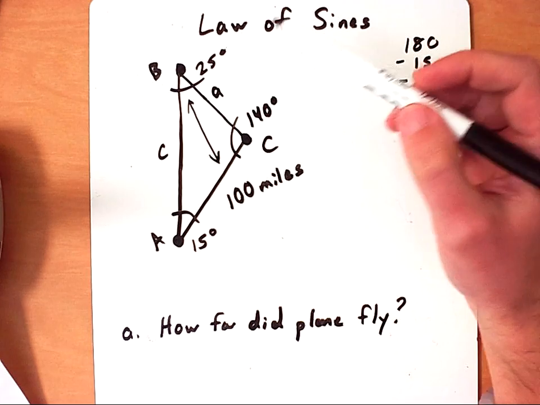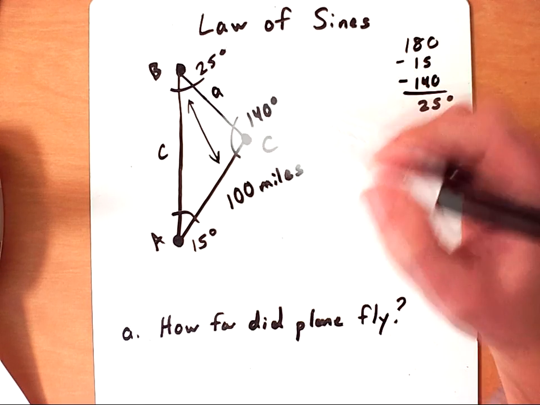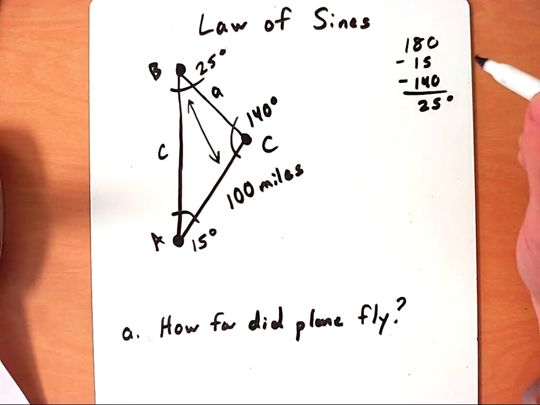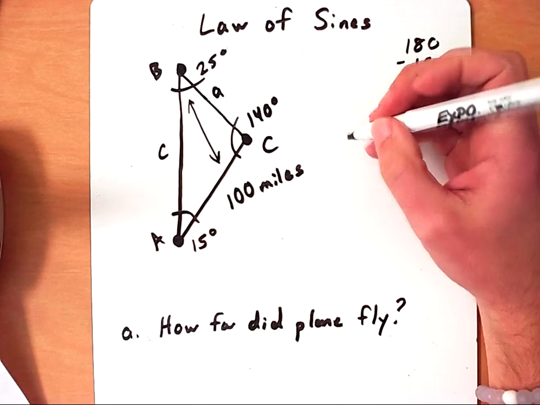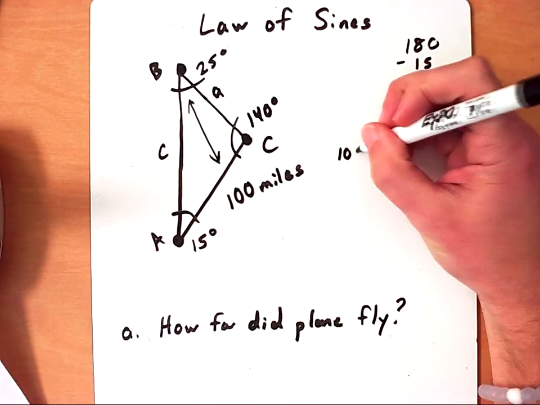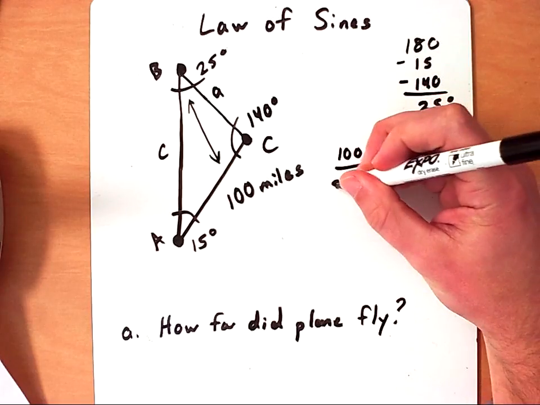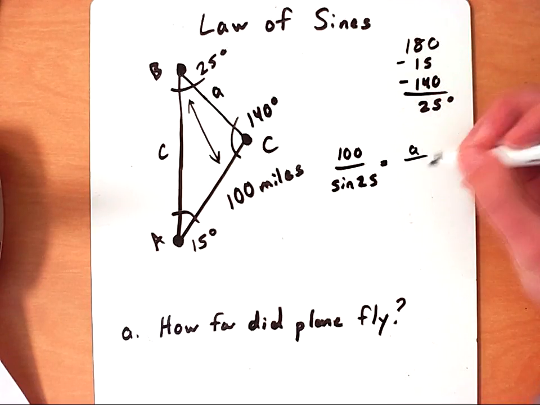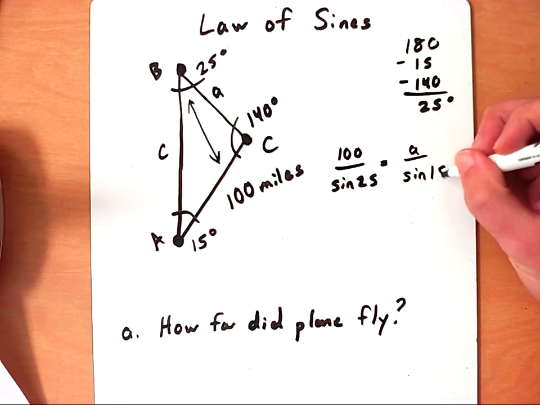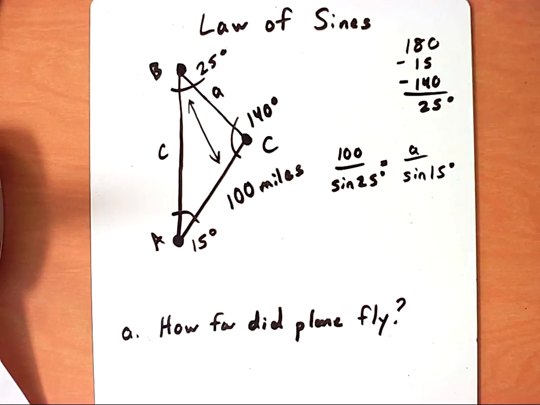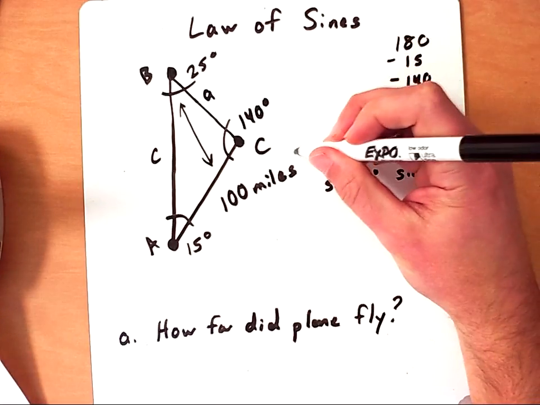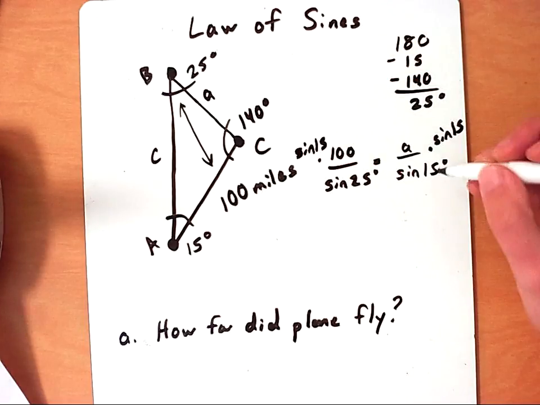So if we want to know how far our plane actually flew, we're going to need to solve for side A so that we can add it to the 100 miles of our first part of our flight. So I'm going to set this up for the law of sines. So this would be the equivalent of 100 over the sine of 25, and that's going to equal A over the sine of 15. All right, so now to solve for side A, I'm going to multiply both sides by the sine of 15.